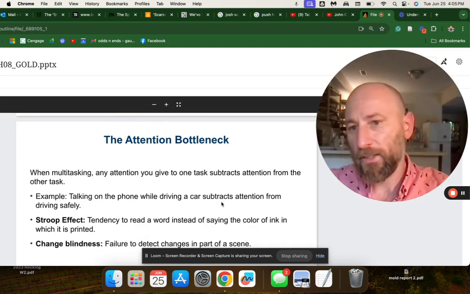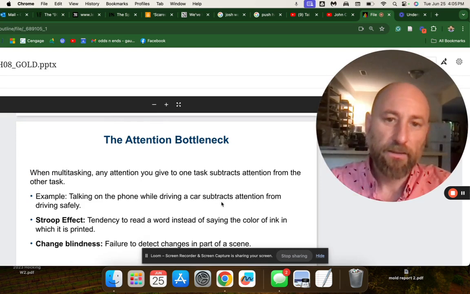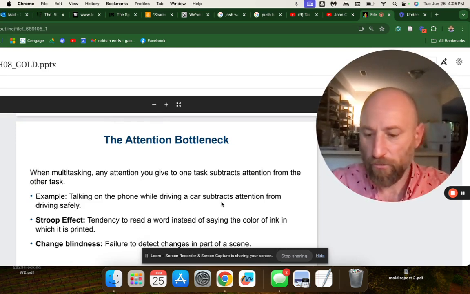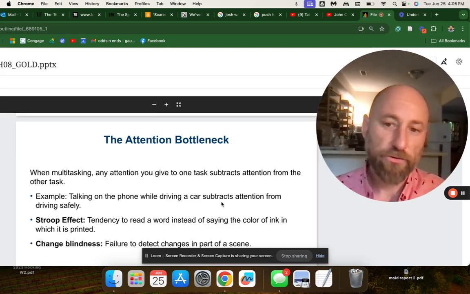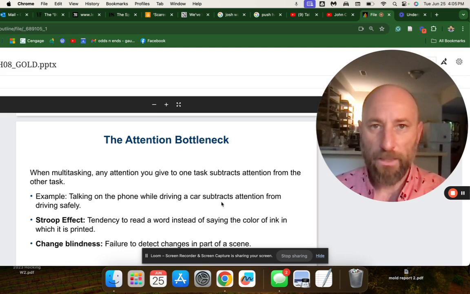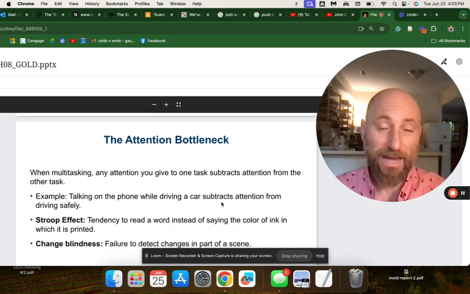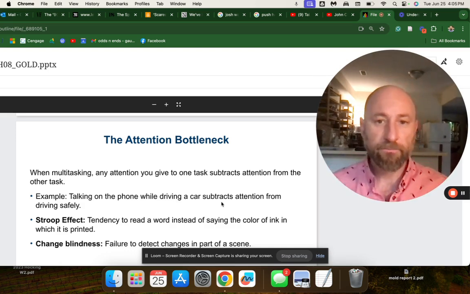Attention bottleneck. When multitasking, any attention you give to one task subtracts attention from another task. So hopefully this term will be somewhere in the textbook or in these slides. I haven't pre-looked at them, but there's a term called cognitive miser. Humans are cognitive misers, which basically means that our brain doesn't like to waste capacity on things it doesn't have to. It's why we use concepts rather than memorizing things verbatim.